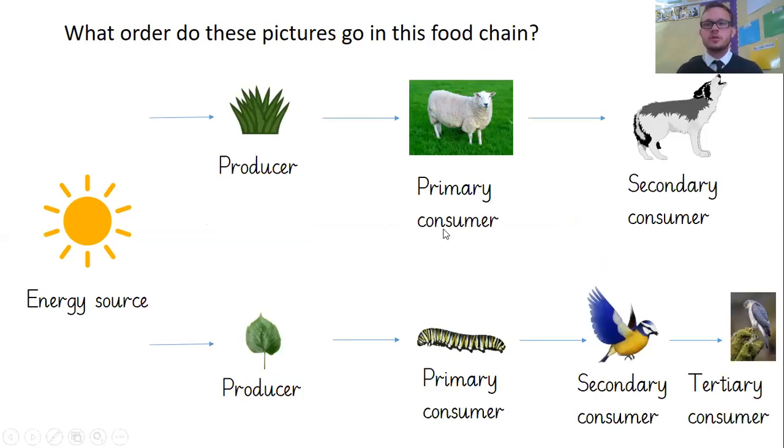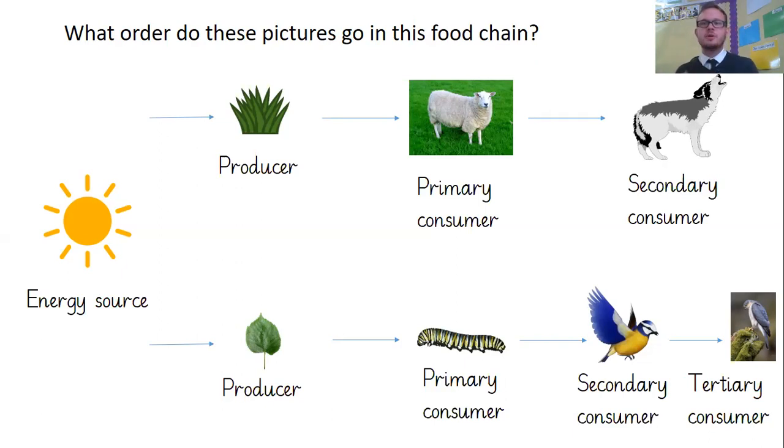So we've got the grass at the top. That's eaten by the sheep, which is our primary consumer, and that's eaten by our wolf, which is the secondary consumer. At the bottom, we've got a leaf. That leaf is eaten by the hungry caterpillar, which is our primary consumer. That is then eaten by that small bird. In this case, that's a blue tit. Okay, that's the secondary consumer because that's eating the caterpillar. But then this time we've actually got a tertiary consumer, and well done if you managed to put that at the end. Now, I can't quite remember what that animal, that bird was. I think it might have been a falcon. I can't remember.